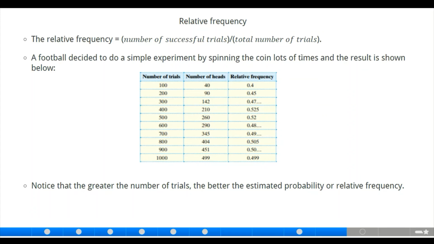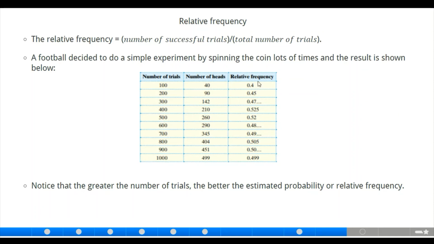So how do we calculate the relative frequency? A coin either has a head or a tail, so it's just two ways. Either you have a head the very first time you spin it, or you have a tail the second time. I want to get the relative frequency, that is the number of successful trials divided by the total number of trials. The total number of trials for the first one is 100, and the number of successful trials, n, is 40. So 40 divided by 100 gives us 0.4.